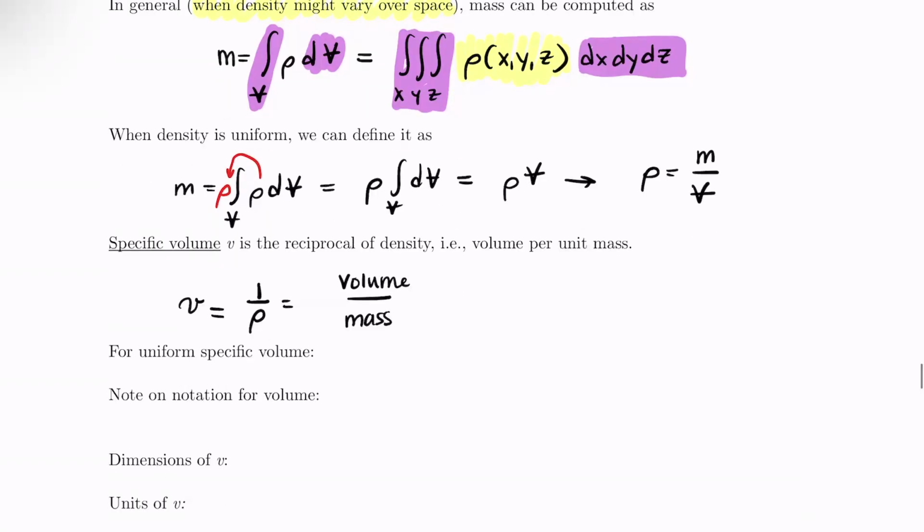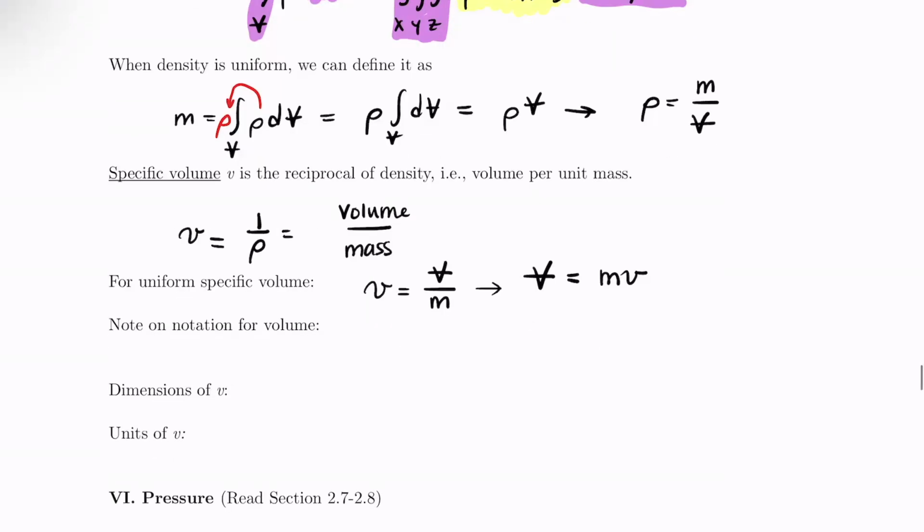So if we have a uniform specific volume, that means we have a uniform density. So that means that we have our volume over mass, and we can also rearrange this to write that the volume is mass times the specific volume. I think I've already said this a couple of times, but I have it formally in the notes right here. So this V with a slash through it is how I'm going to denote volume. And then a regular V is velocity.